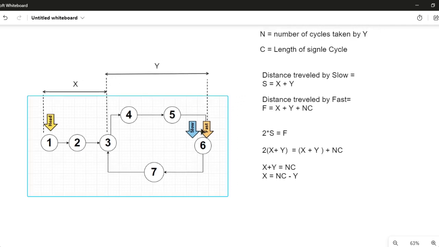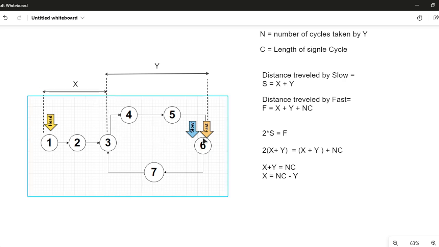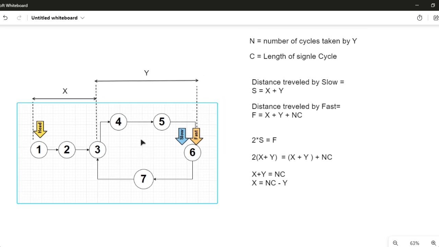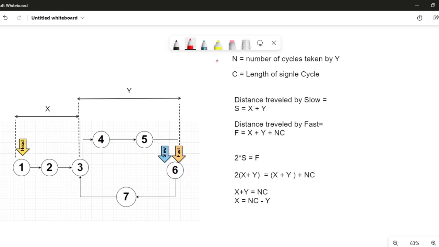Now let us try to understand why the distance from 6 7 3 and 1 2 3 are equal to each other. For that, let us consider that from our head to the point where our circular linked list is starting, the distance is x, and from the point where the fast and slow have met each other is y. So now the distance traveled by the slow pointer would be x plus y, right? So the distance traveled by the slow pointer would be x plus y in this case.